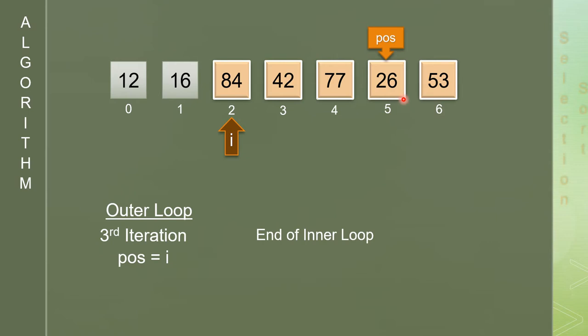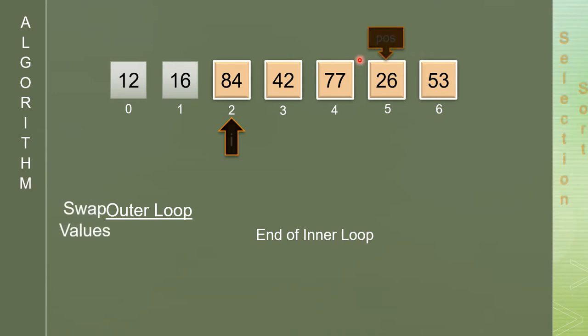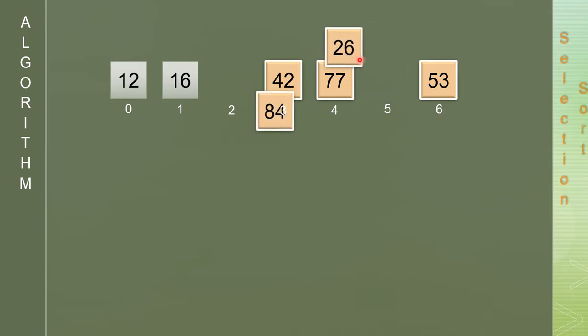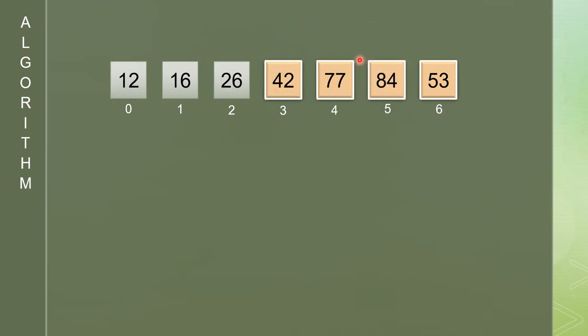After the inner loop is completed, you know what is the value of I and what is the value of position. You are going to swap these values. So once it has been found, you are going to swap the I value with the position value. Now for the next iteration, you know that three values have already been defined, that is already sorted. You can see the left-hand side is sorted, the right-hand side is unsorted.